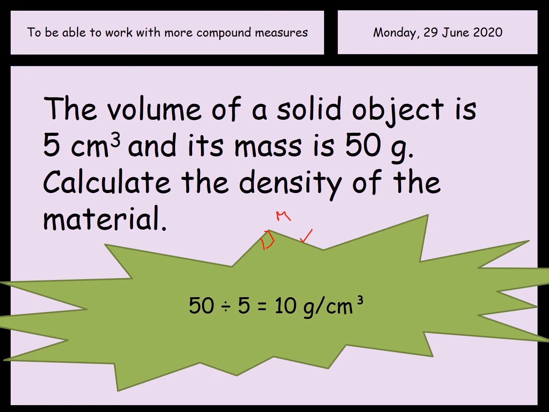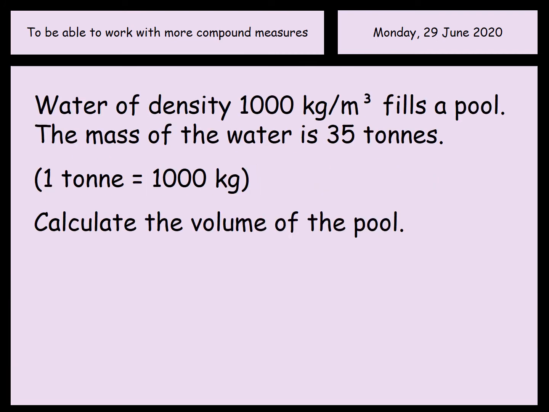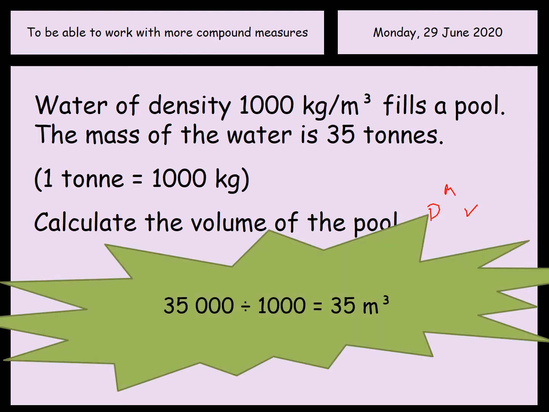Hopefully you started to get some bingos going on by now. Alternatively, if not, we'll keep going. So water of density 1,000 kilograms per meter cubed fills a pool. The mass of water is 35 tons. Again, there's a conversion here. Calculate the volume of the pool. So density, mass, volume. Okay, and your calculations, 35,000 divided by 1,000, so 35 meters cubed.